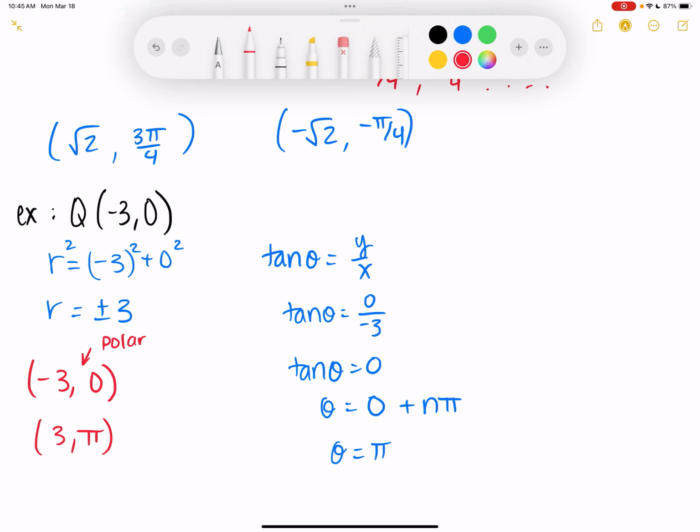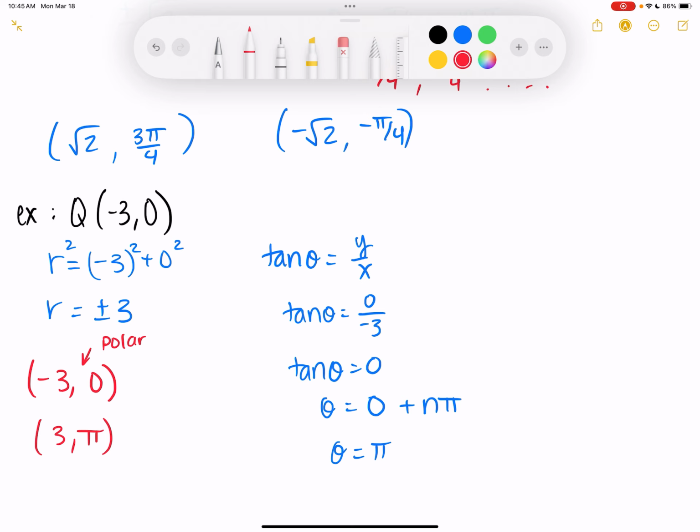So how do you decide which goes with which? Like, how we have 3 and negative 3, like how do you decide which one is 0 and pi? That part's a little confusing, to be honest, because this one up here didn't make any sense to me as to why.